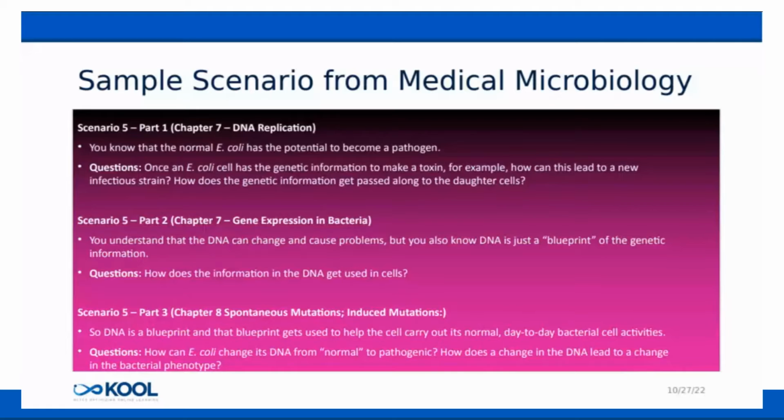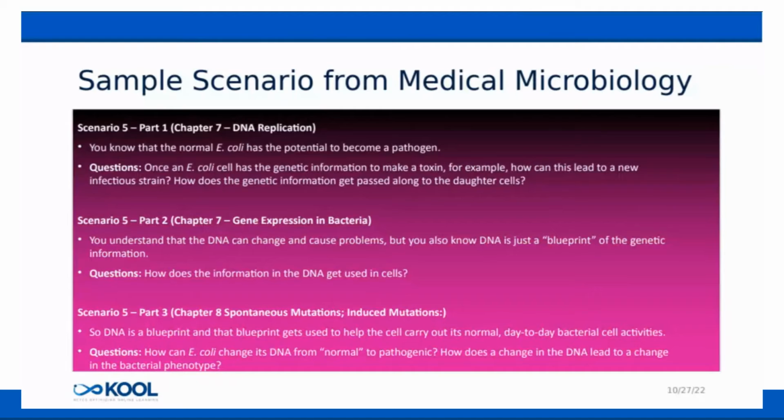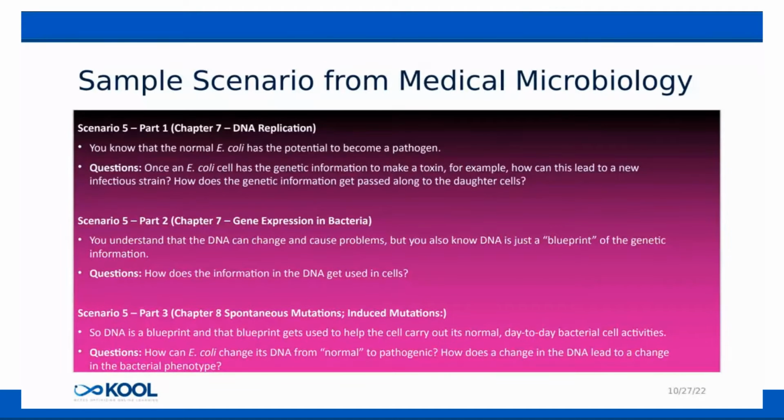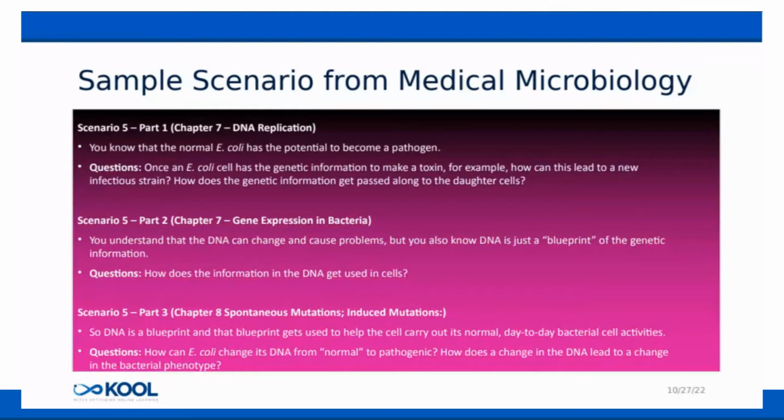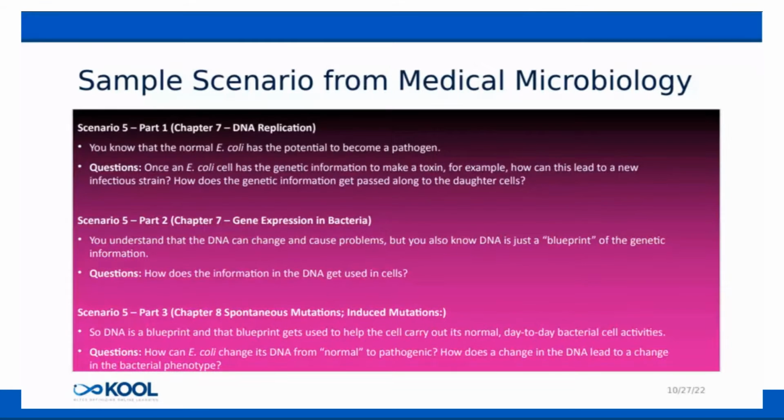Part 3, if DNA is a blueprint and the blueprint gets used to help the cell carry out its normal day-to-day activities, how do we get normal E. coli to become pathogenic? And so how does this change in the DNA lead to that phenotype? I had to jump to the next chapter. In some books, it might have been in the same chapter, but I had to go to mutations to show this. Okay.